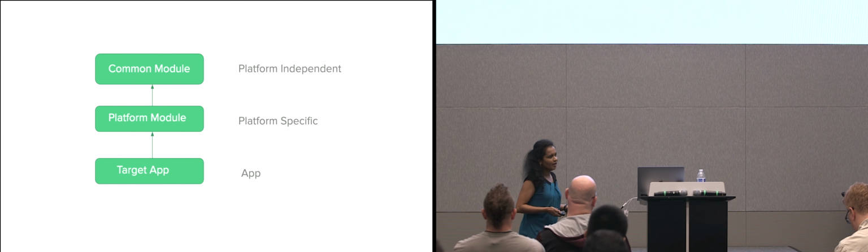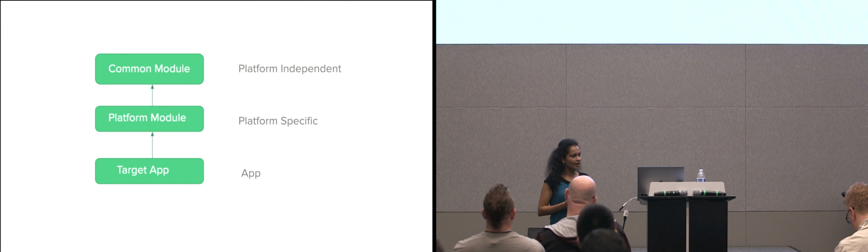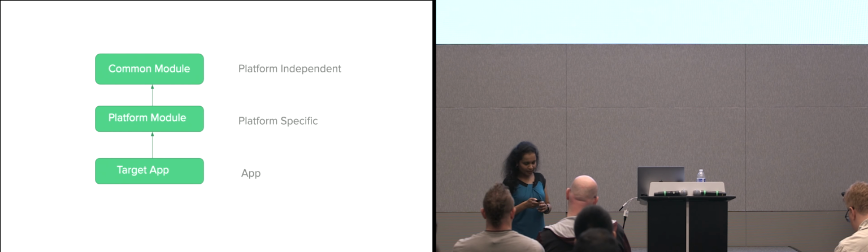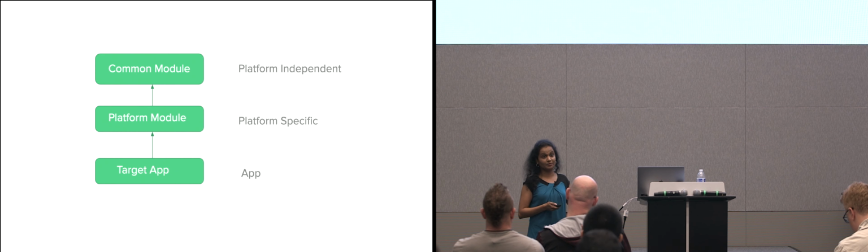This is the structure of how the Kotlin multi-platform architecture works. I divided that into three different layers. First one is the common module. This is where we can include all the code that can be shared across all the multiple platforms, and this is platform independent.